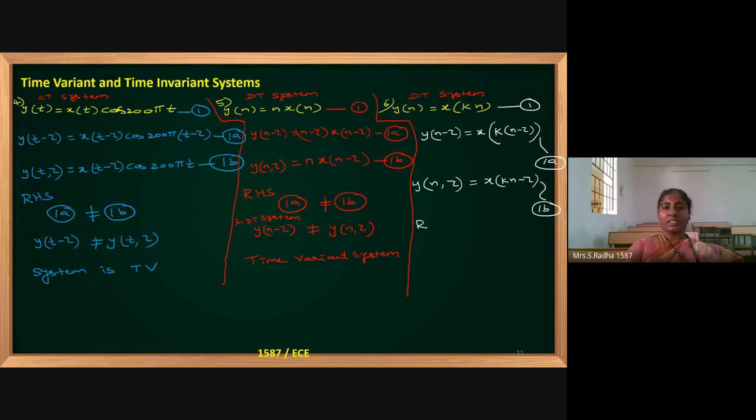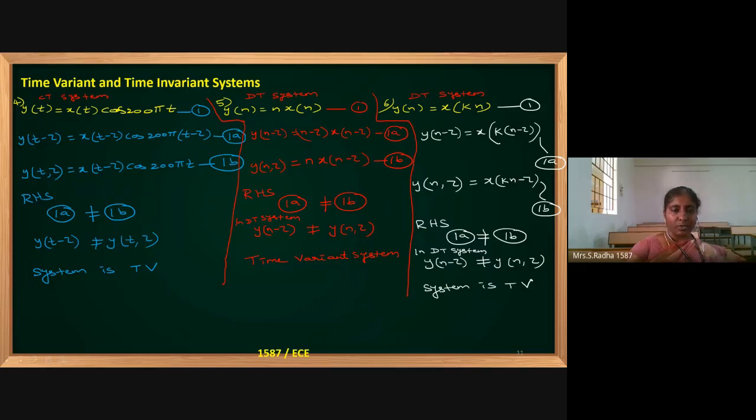Now you check the RHS. Equations 1a and 1b, are they equal or not? Both of these are not equal. So we can say y of n minus tau is not equal to y of n comma tau. This is the discrete time system rule, and it is a time variant system. System is time variant. This is our conclusion.